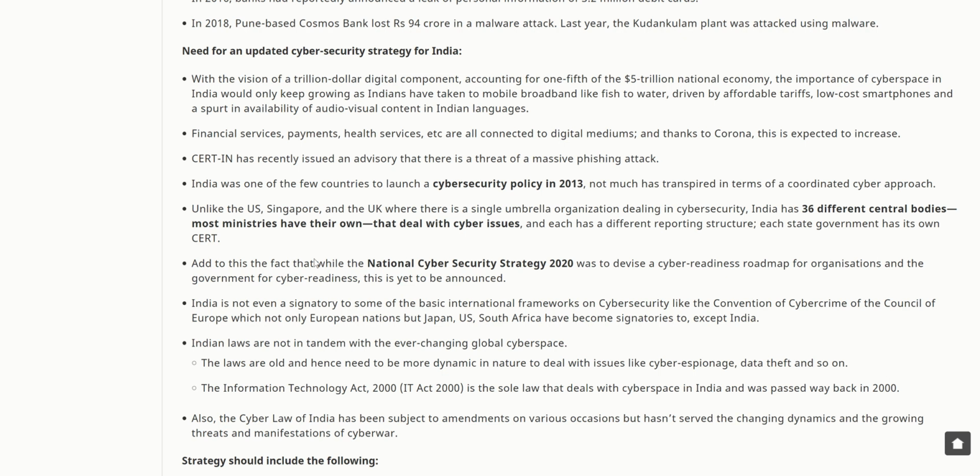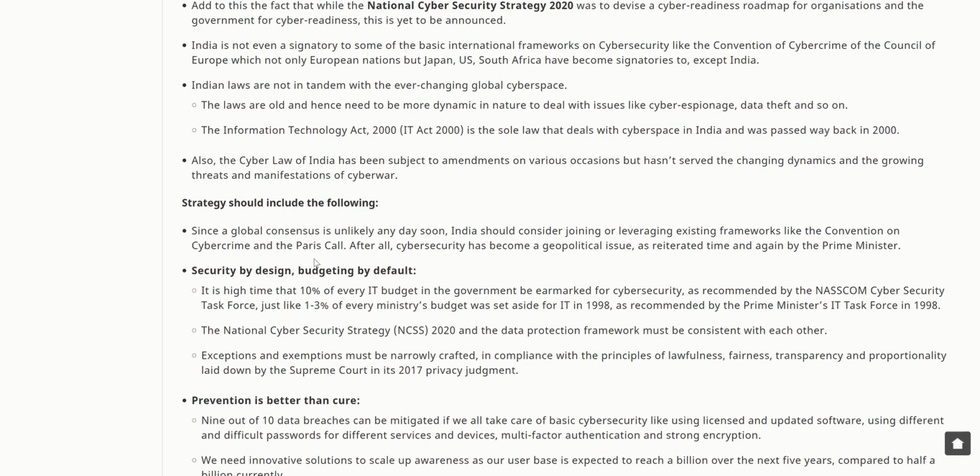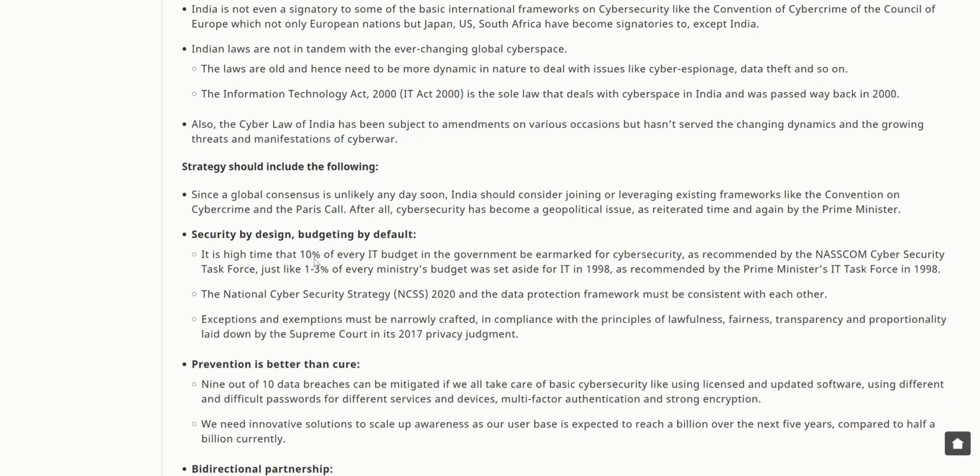Indian laws are not in tandem with the ever changing global cyberspace. The laws are old and hence need to be more dynamic in nature to deal with issues like cyber espionage, data theft, and so on. The Information Technology Act 2000, also called the IT Act of 2000, is the sole law that deals with cyberspace in India. It was passed back in 2000. Also, the cyber law of India has been subject to amendments on various occasions but hasn't served the changing dynamics and the growing threats and manifestation of cyber war.